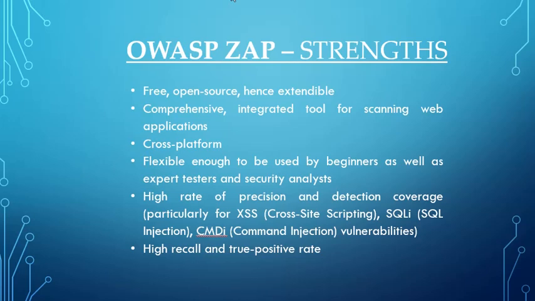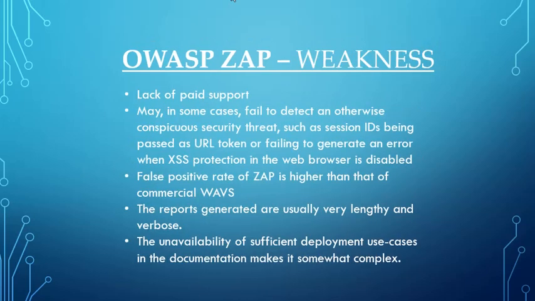Strengths of OWASP ZAP are: free, open source and hence extensible, a comprehensive, integrated tool for scanning web applications, cross-platform, flexible enough to be used by beginners as well as expert testers and security analysts, high rate of precision and detection coverage for cross-site scripting, SQL injections, command injections vulnerabilities, high recall and true positive rate.